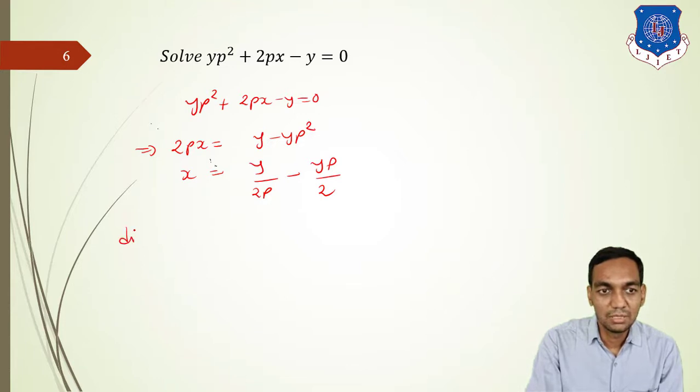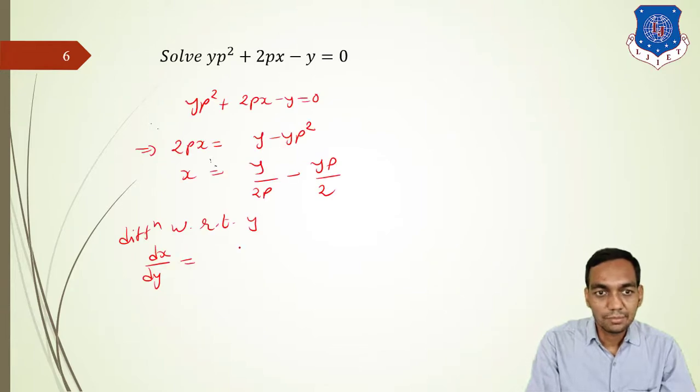Now differentiate with respect to y. That will give you dx upon dy is equal to, here you have to apply the u by v rule.